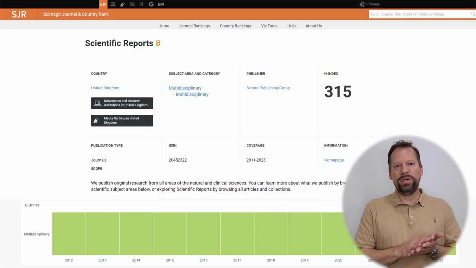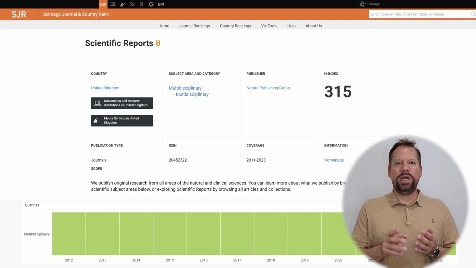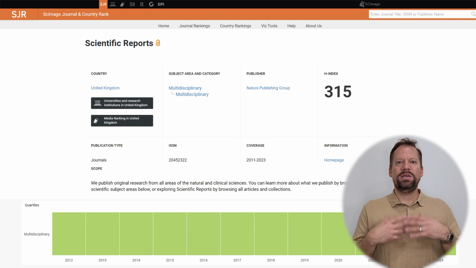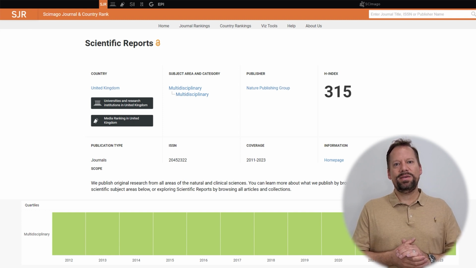One other note is that this research article was published in the Nature publisher's Scientific Reports journal, which is a really solid, long-standing Q1 journal. It has an H-index of 315 according to SCImago. So this gives these scientists' work some validation.